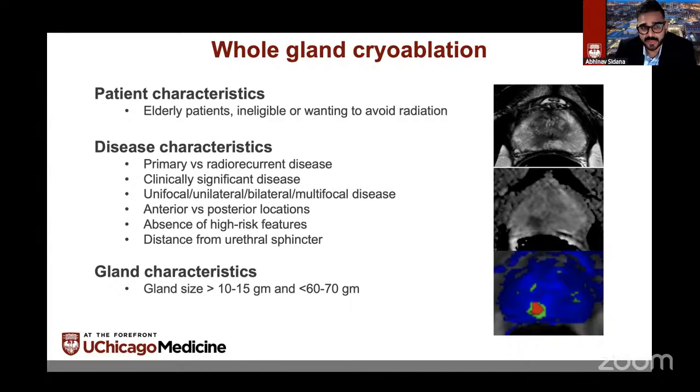for focal therapy. As we mentioned in the previous talk, gland size is not a strict criteria for focal therapy. However, it is a strict criteria for whole gland cryoablation. Prostate size should be between somewhere from 15 to 60 gram to do a whole gland cryoablation for prostate cancer.